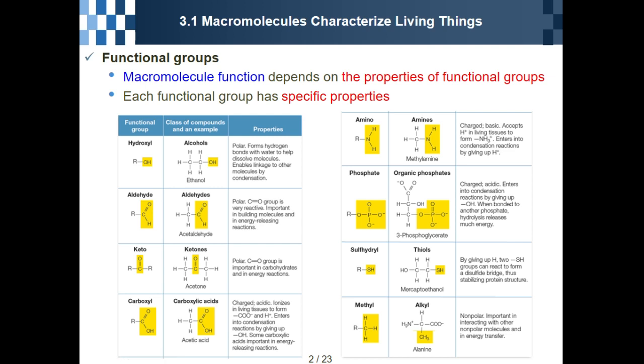Macromolecules' function is dependent on the property of the functional group. So this OH, we will call it a hydroxyl. This is the alcohol; the macromolecules have an OH group. Their property is that they are polar and they form hydrogen bonding with water.